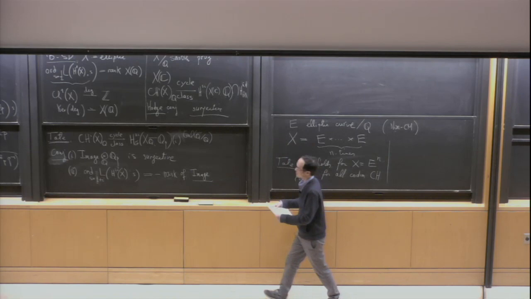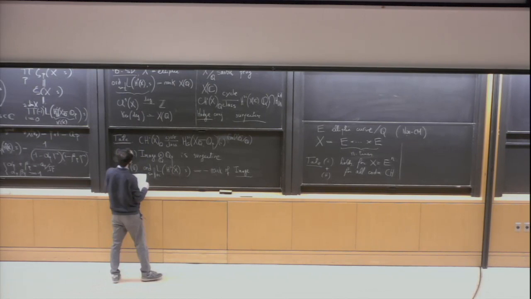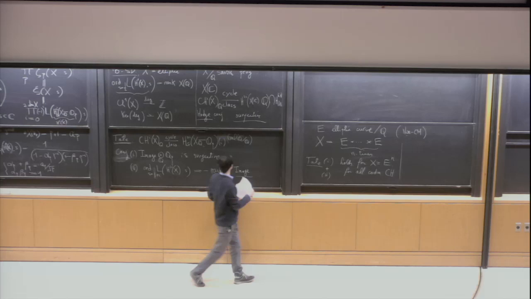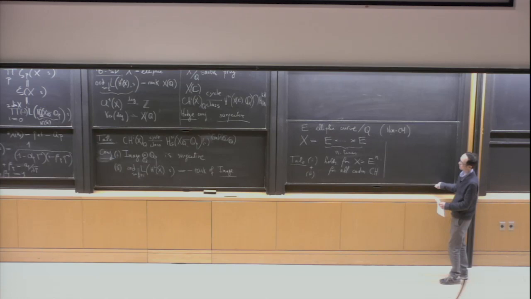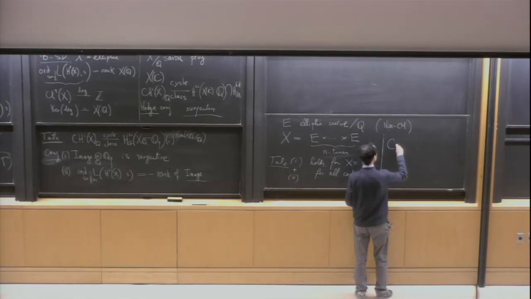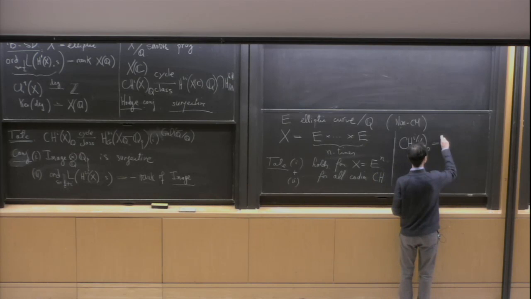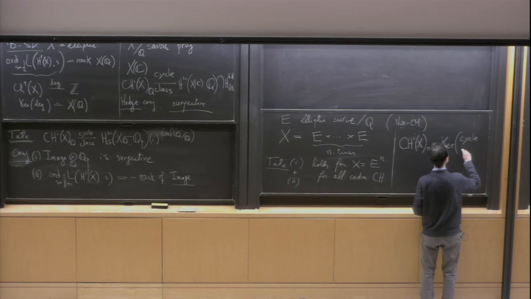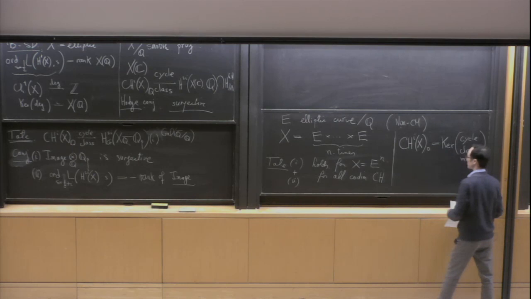If you look at the conjecture of Bloch-Kato, in this example of an elliptic curve, the image is rather simple to describe. What is interesting is the kernel. So now we're going to focus more on the kernel of the cycle class map. I'm going to denote CH^i(X)_0 to be the kernel of the cycle class map. We call this the Chow group of homologically trivial cycles.